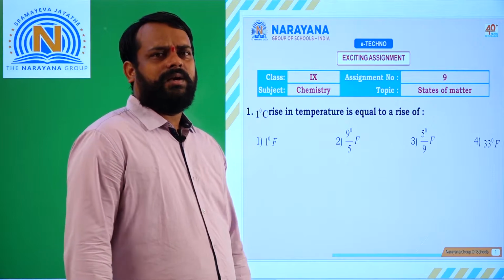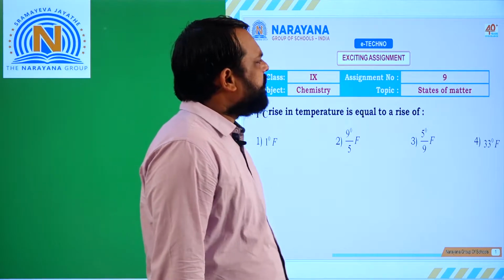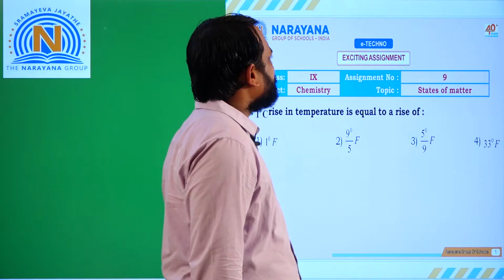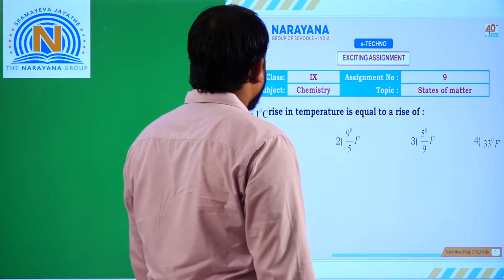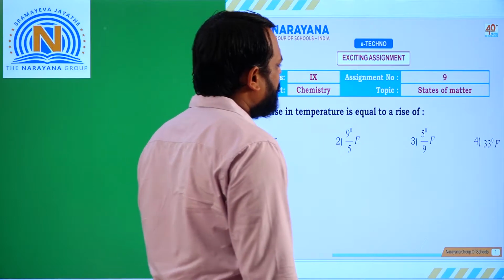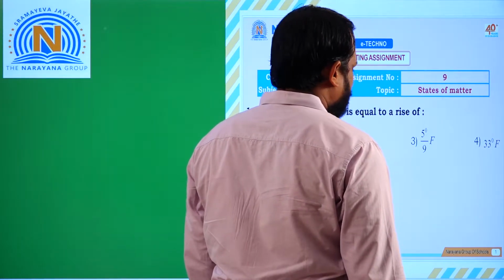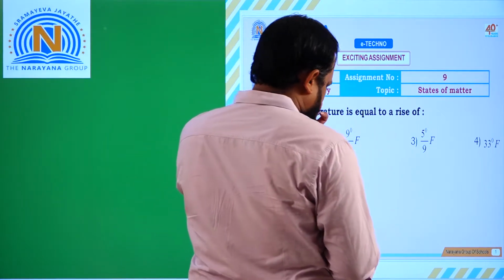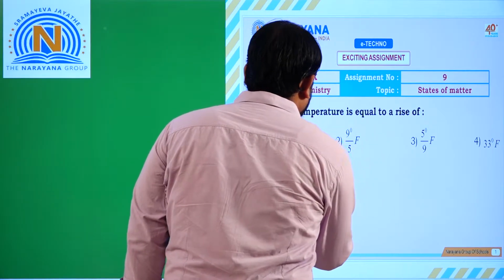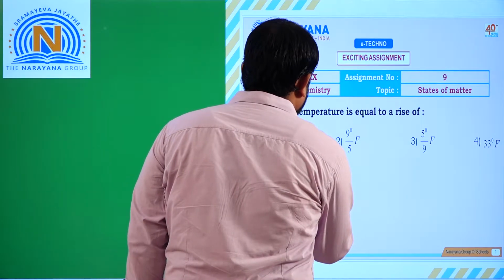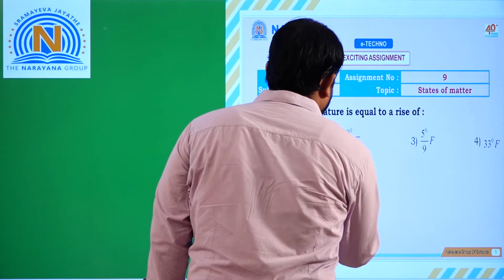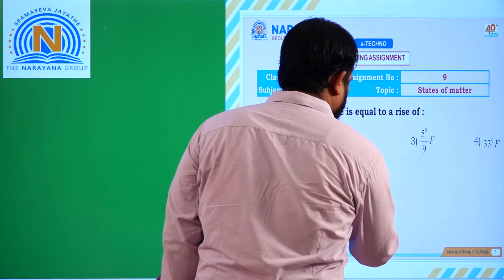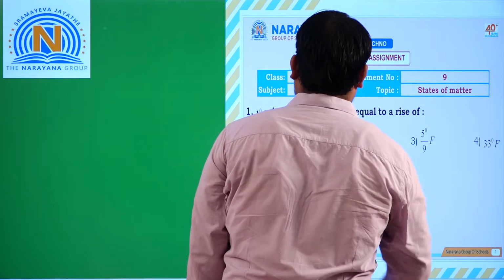Today I am going to discuss the 9th class assignment number 9, topic states of matter. The first question is: 1 degree rise in temperature is equal to a rise of how many degrees on the other scale? Here we have the relation between Fahrenheit and Celsius. F is equal to 9 by 5 Celsius plus 32. So this is the relation.